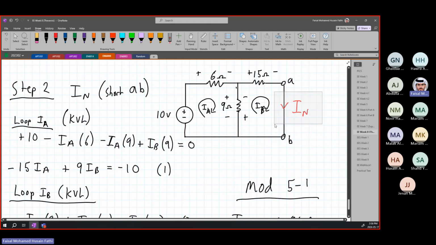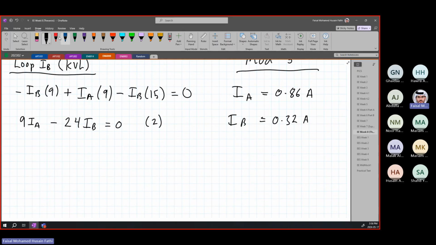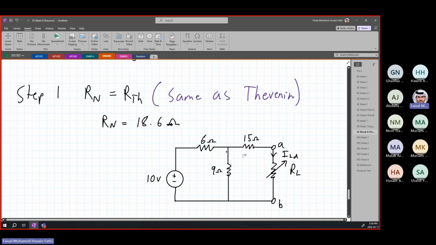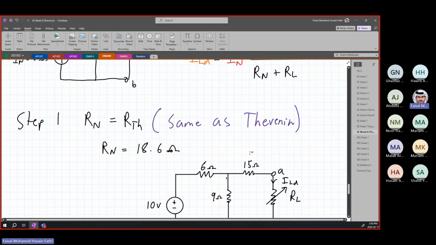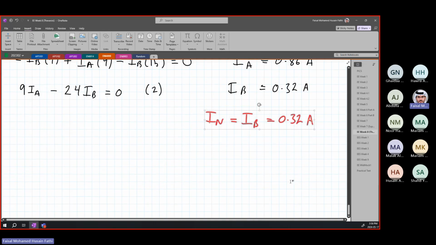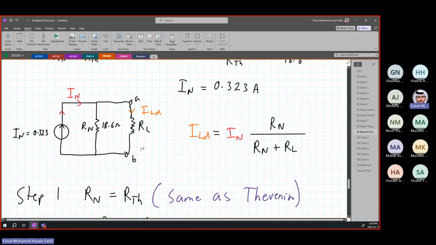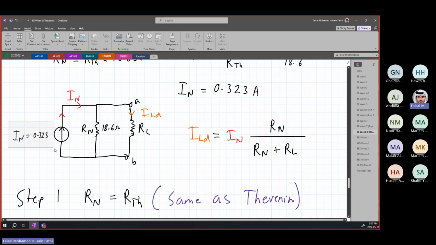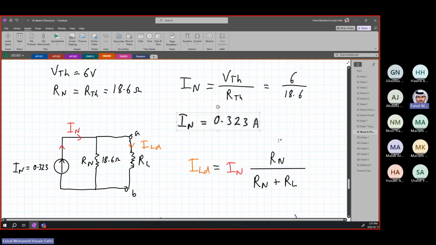Remember, all we care about is to find IN. So you see IN is basically equal to IB because they're both in the same direction. So IN is equal to IB, which is 0.32 amperes, and this is your IN value. If you notice, this value, 0.32, is the exact same value we found earlier for IN using this relation. It was 0.323, I put an extra decimal place, but this is the same current that you found.